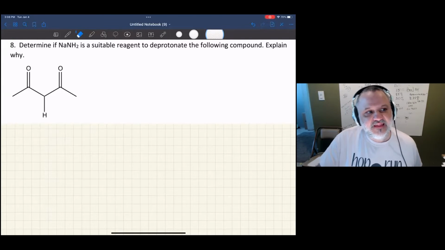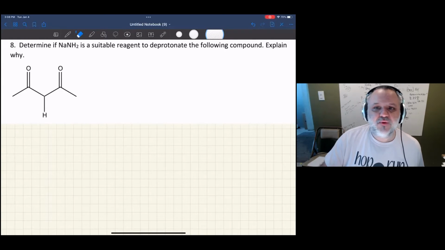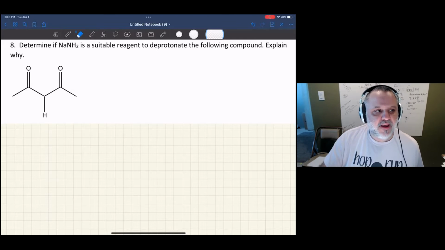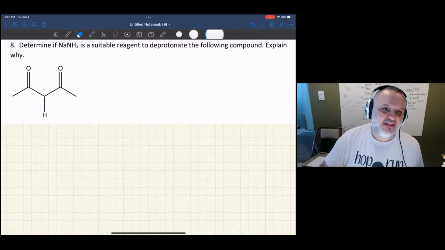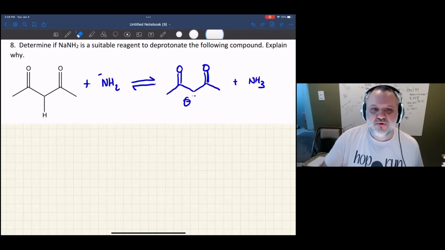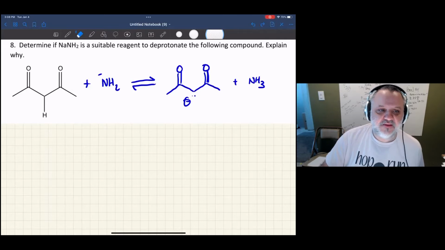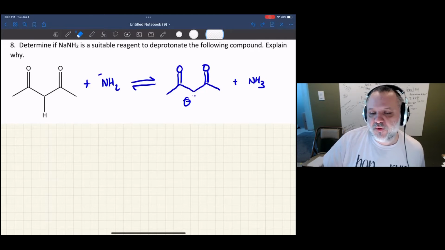So this question asks us to think about sodium amide. Is this a suitable reagent to protonate the following compound? And again, what we need to do is think about the reaction. So you have to be able to write down the acid-base reaction. And so this is what we want to examine.